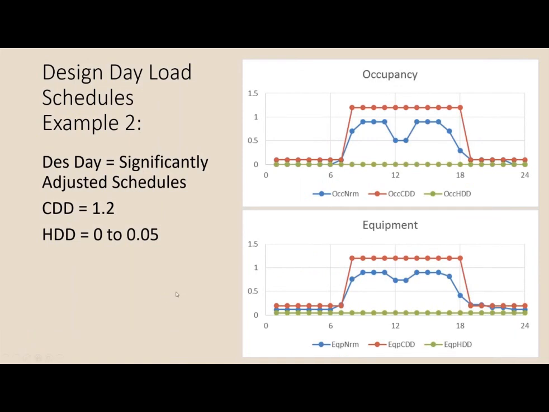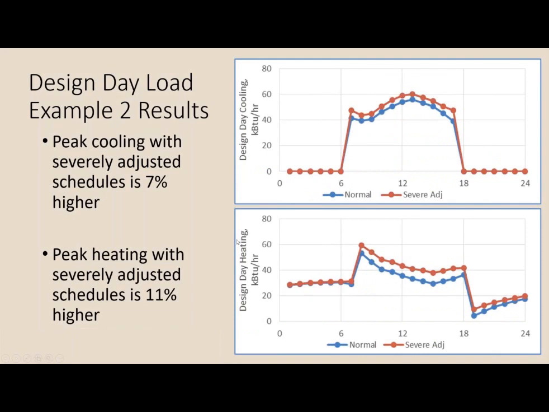So this is another example where now we're going to look at a more severe design day schedule. For occupancy, we're going to go to 120% of normal for cooling, and we're going to go to 0 for heating. Equipment, same thing, 120% for cooling, and for some reason I put 5% for heating design day. But that's not unusual for people to set those loads for the heating design day to be 0.